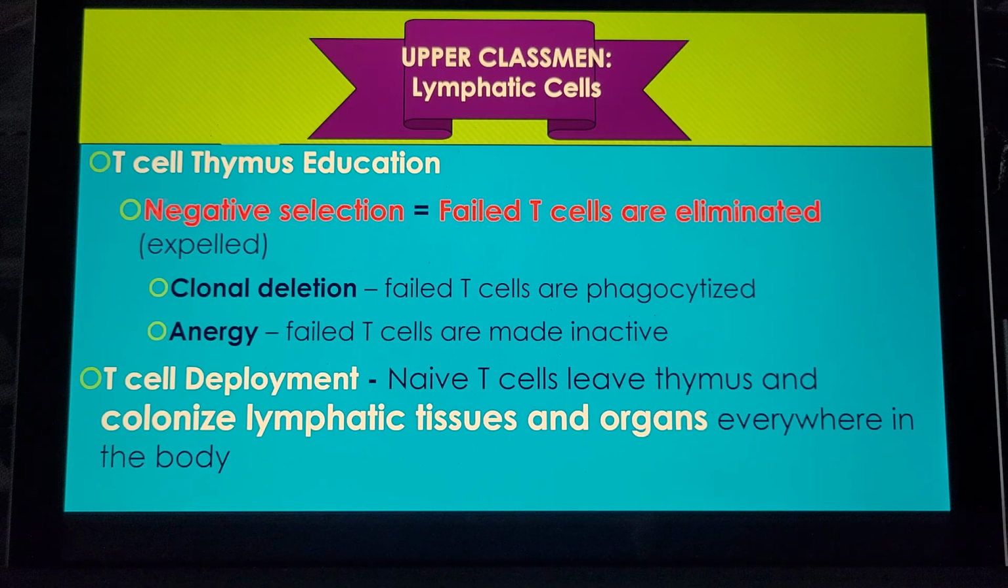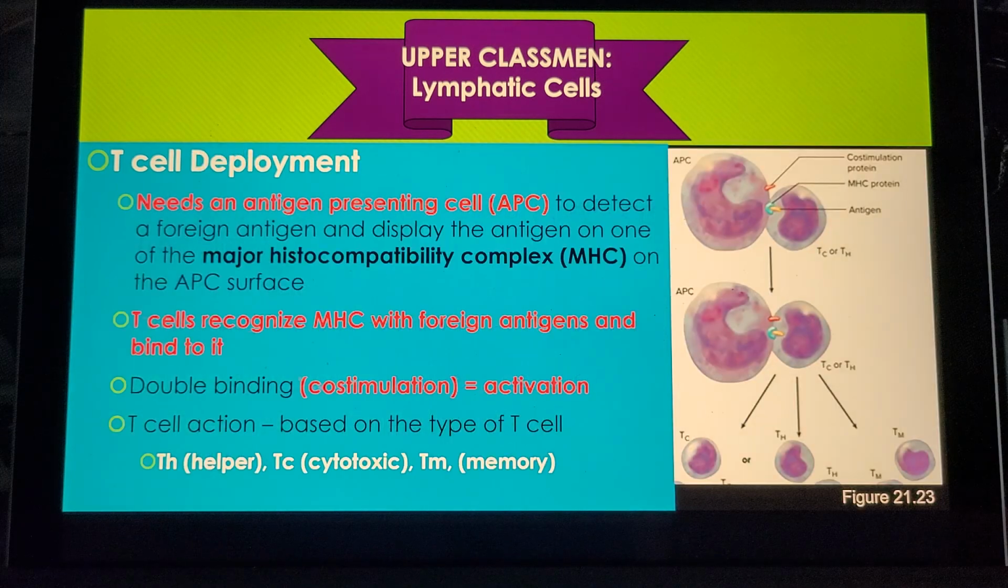So let's look at the ones that actually pass the test. Those T cells are deployed into different lymphatic tissues and organs where they can be ready to be activated. So let's say they do actually get activated. In order to do so, you need an antigen presenting cell that is displaying that foreign antigen on that major histocompatibility complex. So again, you have to co-stimulate a T cell, so it has to be done twice.